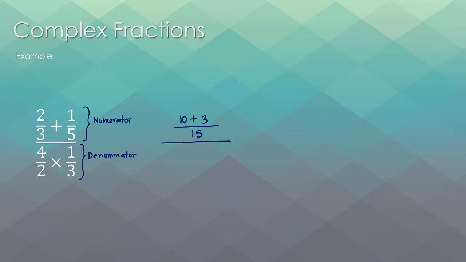Let's do the next step for the denominator. The denominator is a multiplication, and we know that those are solved directly, so we multiply. 4 times 1 is 4, and 2 times 3 is 6. Okay, we still need to solve the addition for the numerator. 10 plus 3 is 13 fifteenths over 4 sixths.